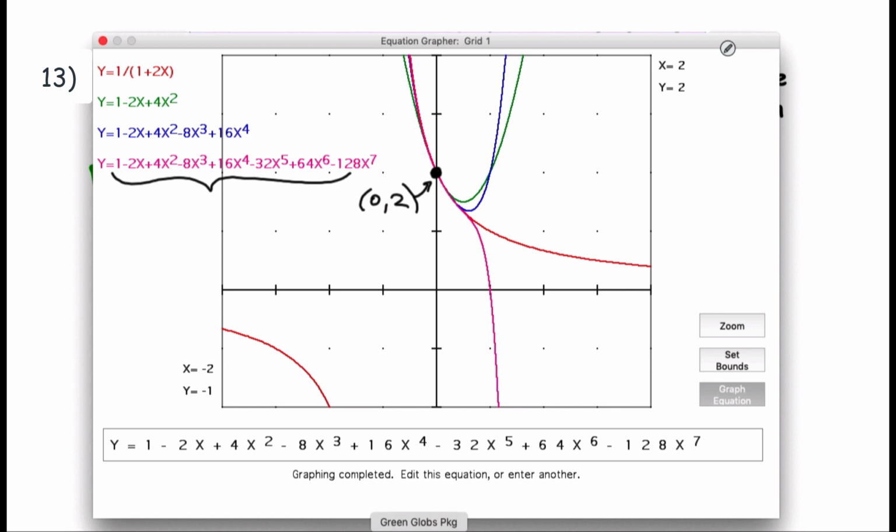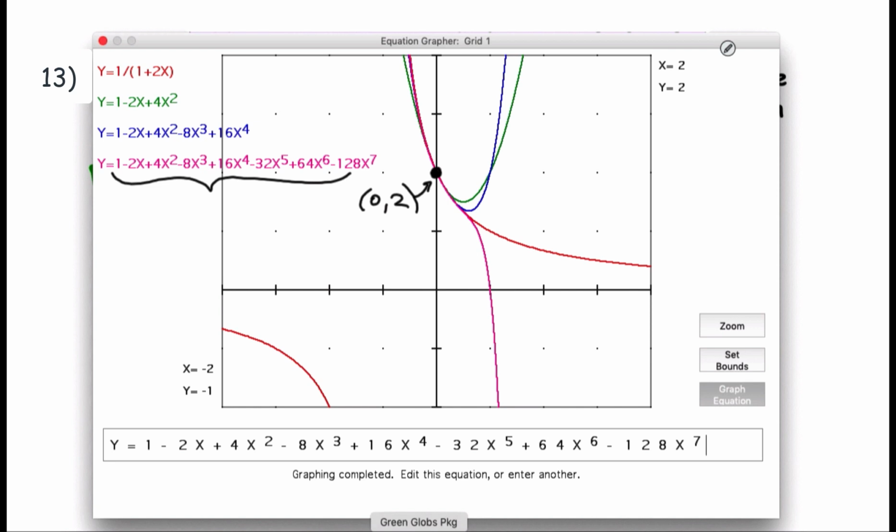Okay, so the more terms, the better. The higher the degree that we make it, the better off we are. And I think you can see that blue is a little better than green. Pink is a little bit more accurate than blue. And the second thing to take away is this. The farther from the center, in this case x equals 0, the worse the approximation.